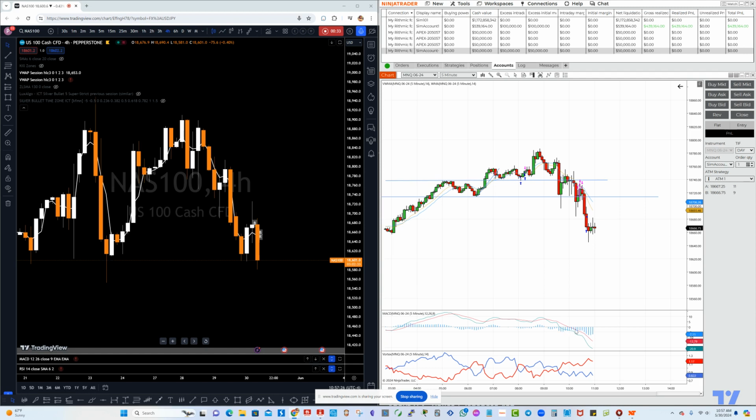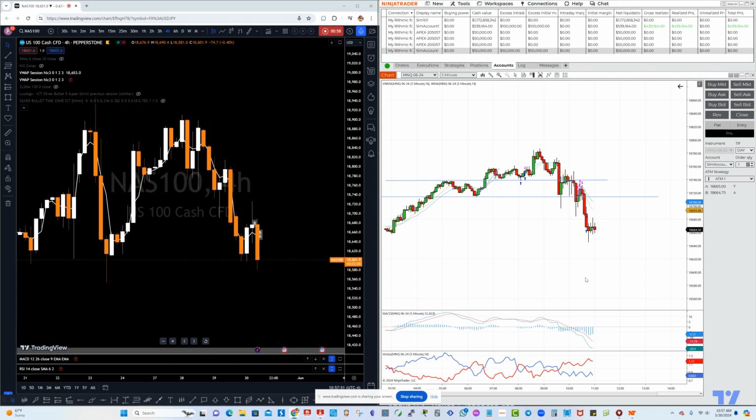The histogram must be below zero. I'll only be looking for sells. So with this MACD moving average, when red is on top and the green is at the bottom, we'll be looking for sells alone. So the vortex is crossed and we have the red above. So the histograms are below.